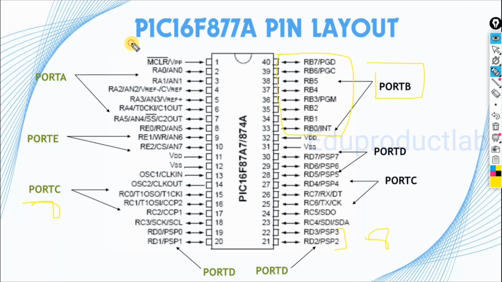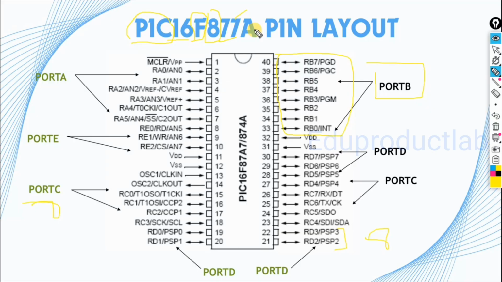PIC16F877A: PIC means peripheral interface controller. 16 means the series number. F means flash memory. You can write the flash program up to 1 lakh times, a maximum of 1 lakh times you can write and read programs. 8 means the microcontroller is an 8-bit microcontroller. 77 means the product number. A means analog devices. It includes internal RAM.